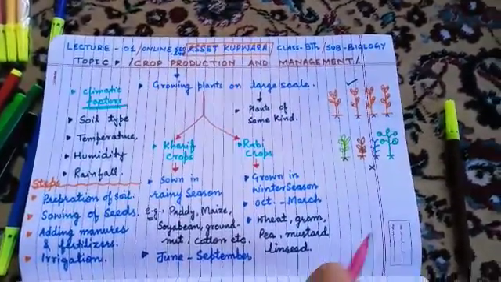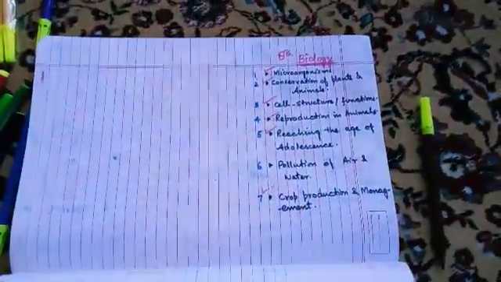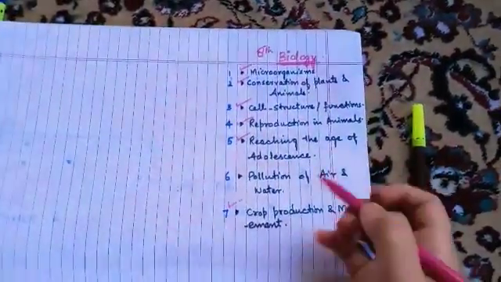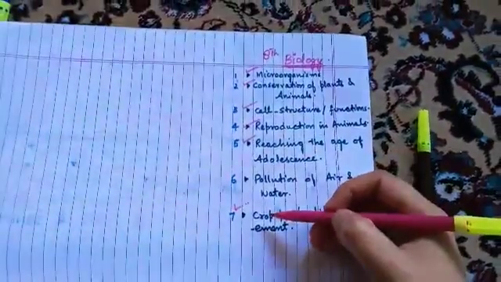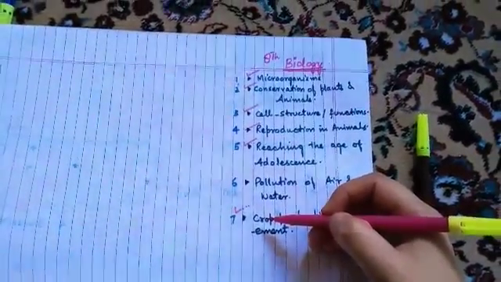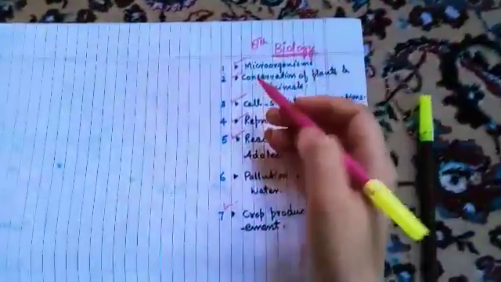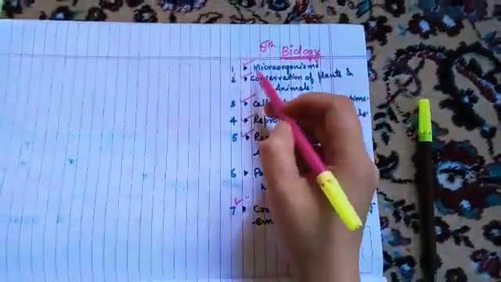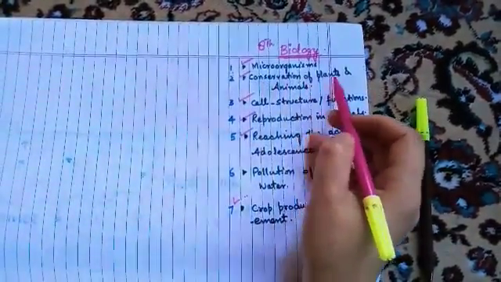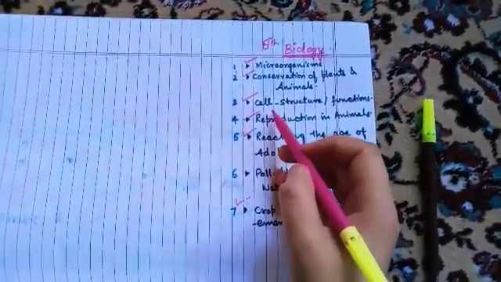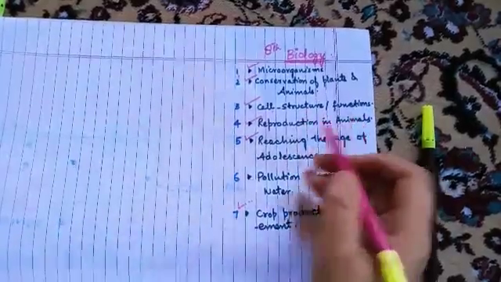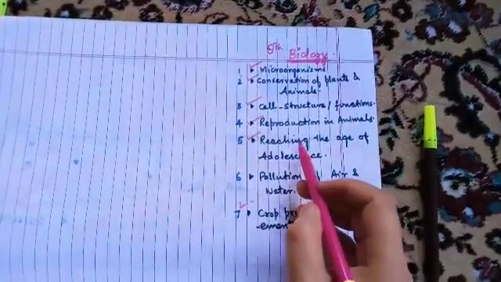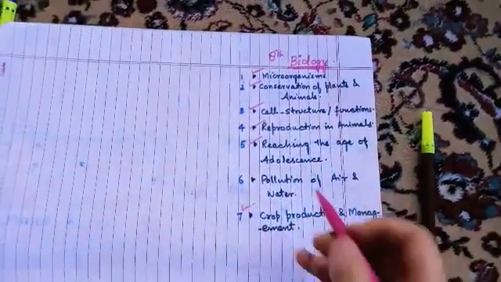First, I will remind you about your syllabus in biology. How many chapters are there in 8th biology? There are 7 chapters in total, and how much have we completed? First one is Microorganisms: Friends and Foe, that we have completed. Then it is Conservation of Plants and Animals, this also is completed. Cell Structure and Function, this is also completed. Reproduction in Animals is also completed. Reaching the Age of Adolescence, completed.